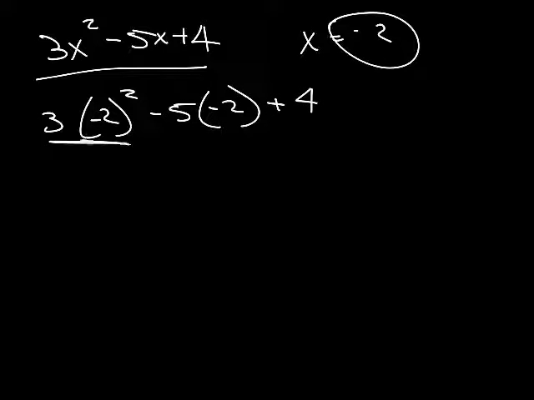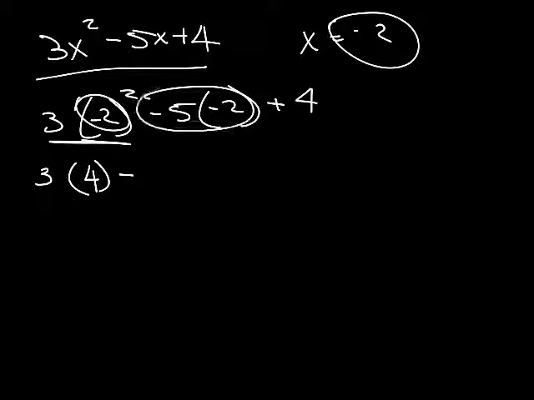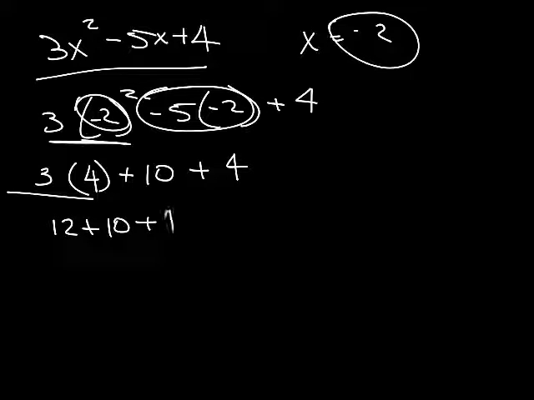Okay, so now let's do that part. Do what's in the parentheses first. Negative 2 squared is 4. So I'm just going to leave that there. This here, negative 5 times negative 2 is plus 10. And this is plus 4. We're going to multiply those. This is 22 plus 4, and that equals 26.